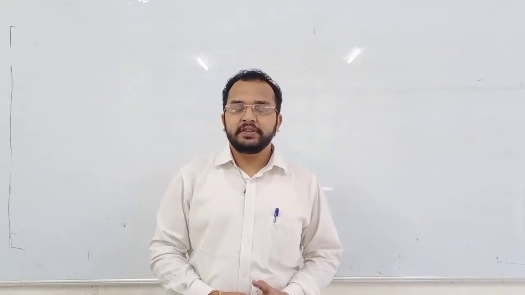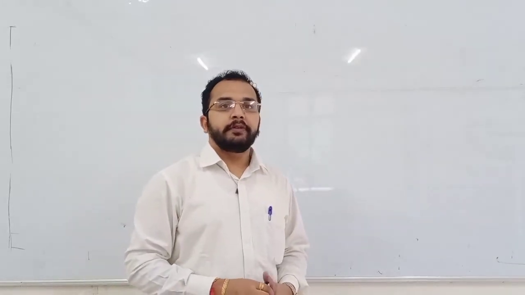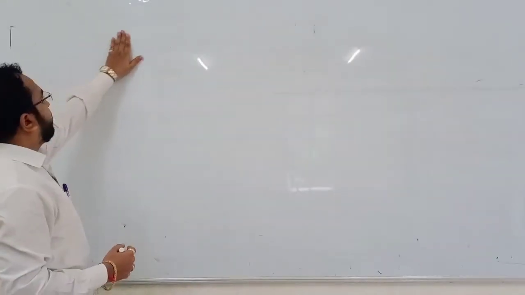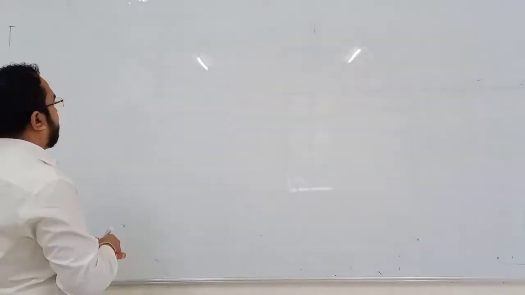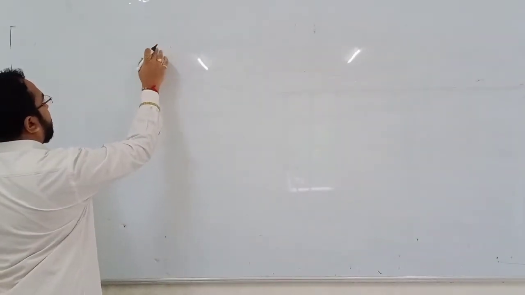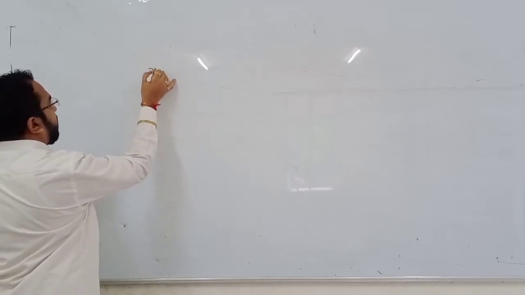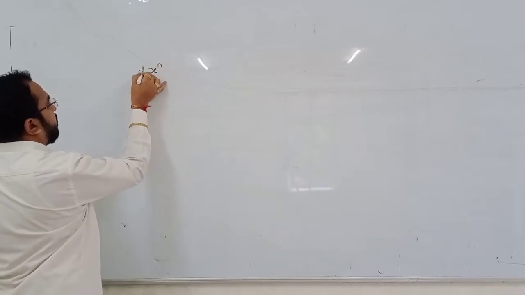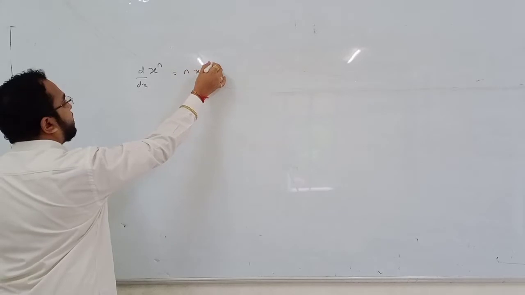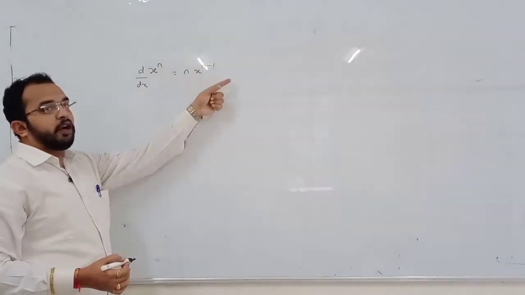We are studying differentiation. Today we will see some rules associated with differentiation. Suppose the function, for example, x to the power n is given. We know the differentiation of x to the power n is n x to the power n minus 1. That means take the power in the numerator and reduce the power by 1.